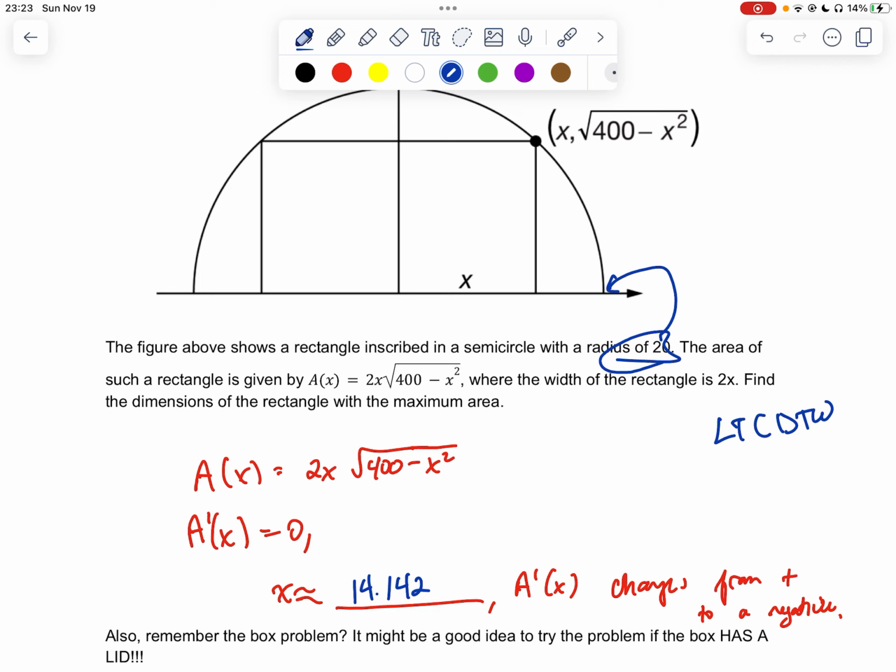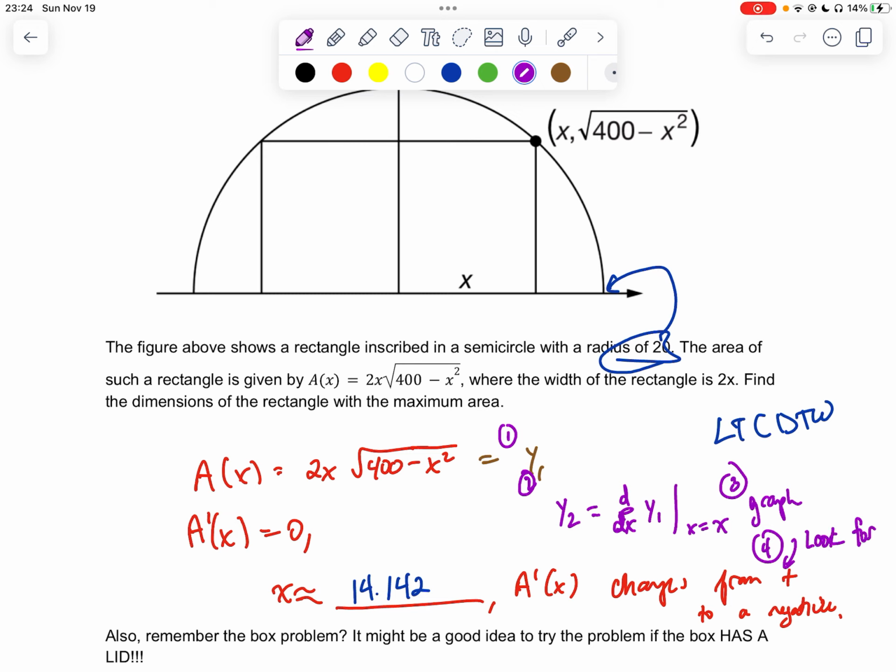I strictly let y1, I'm just going to write this out so people can see it. I let this be equal to y1, and I said y2 was going to be equal to d/dx of y1 when x equals x. And then I graph that. This is step 1, step 2, this is step 3. Graph, and then look for the sign change with a root. Look for zeros.